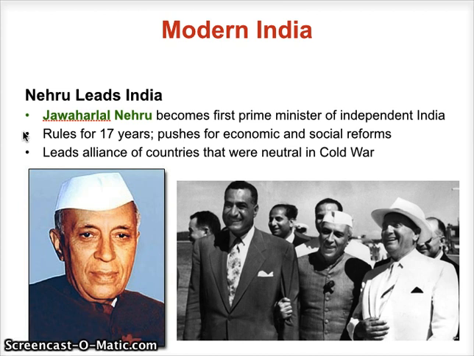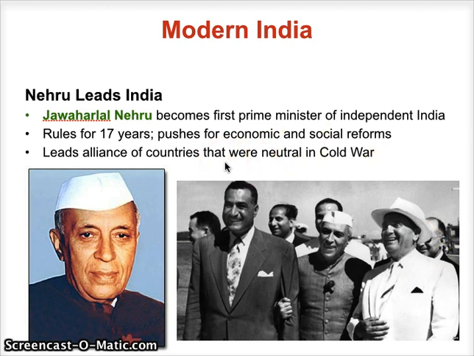Some of the social reforms he pushes for is eliminating or at least balancing out the caste system. The caste system kept poor people poor forever, and he's trying to give opportunities to those poor people. We also have him giving more rights to women, so women are having more of a say in politics in India as well. Here we have him along with some of the other non-alignment nations meeting together.